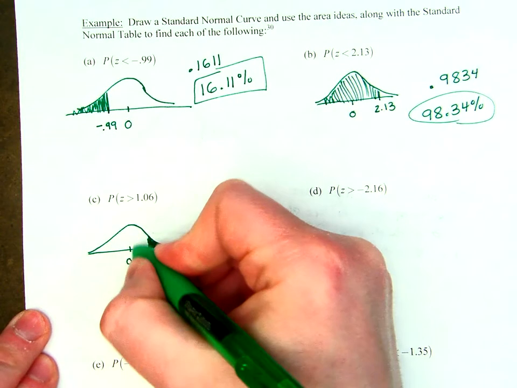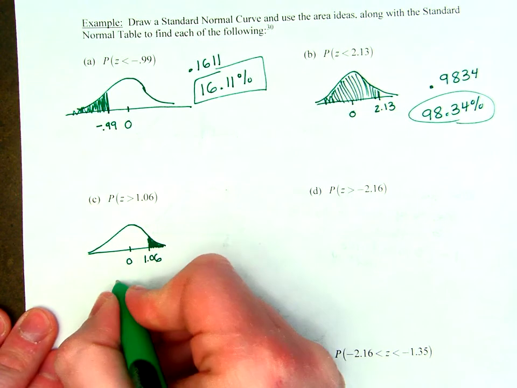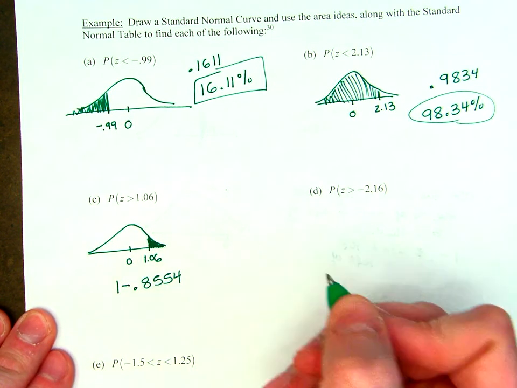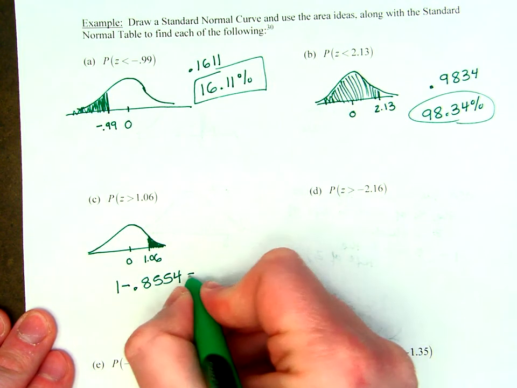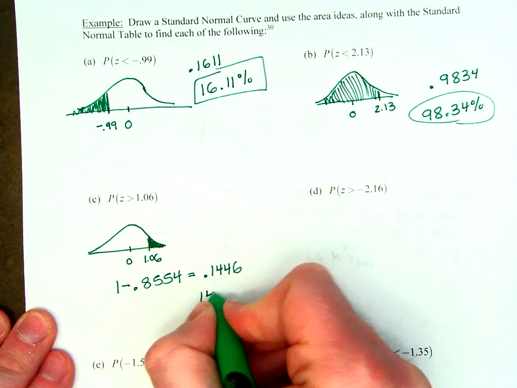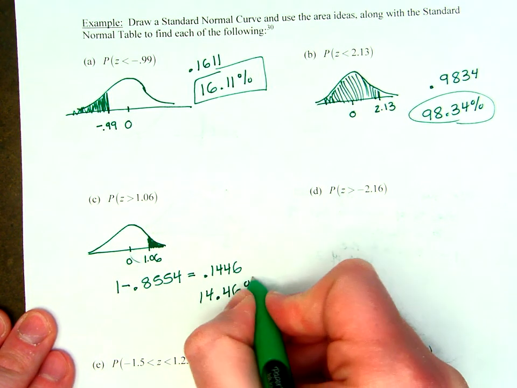How much data is over here? 85.54%. I'm going to do the calculation 1 minus 0.8554. Go to your calculator to do that. That's 0.1446. So how much data is greater than 1.06? 14.46%.